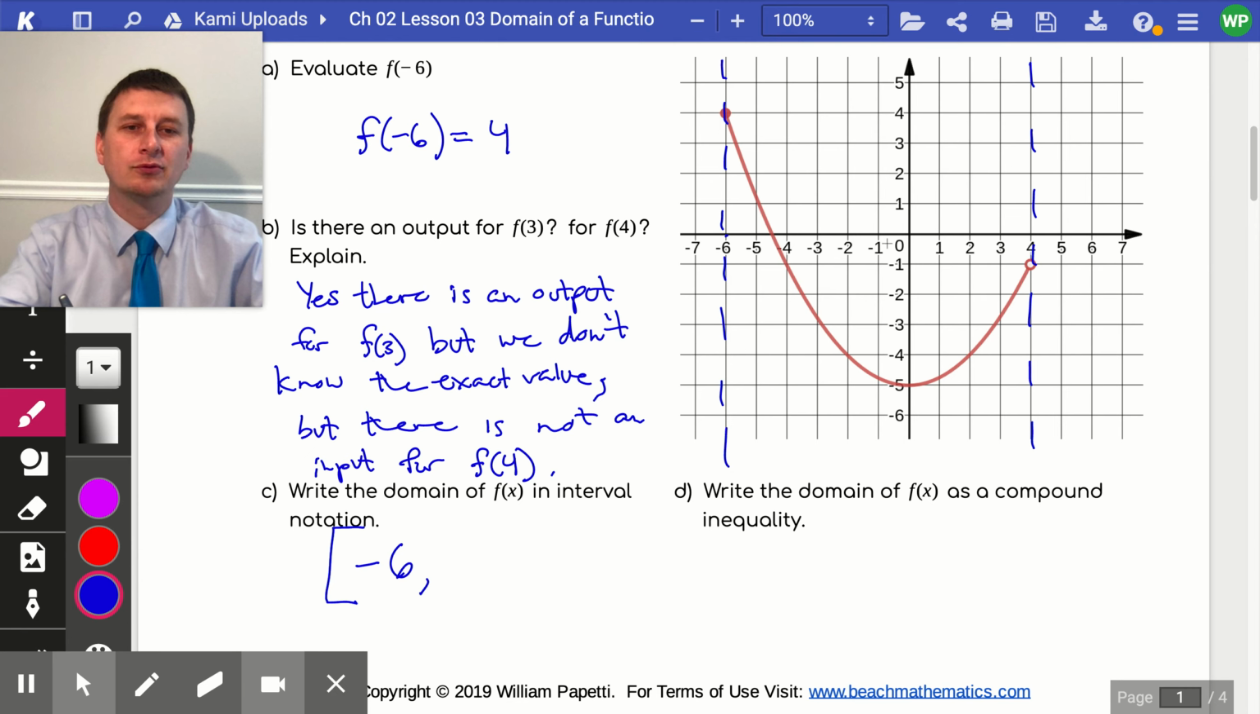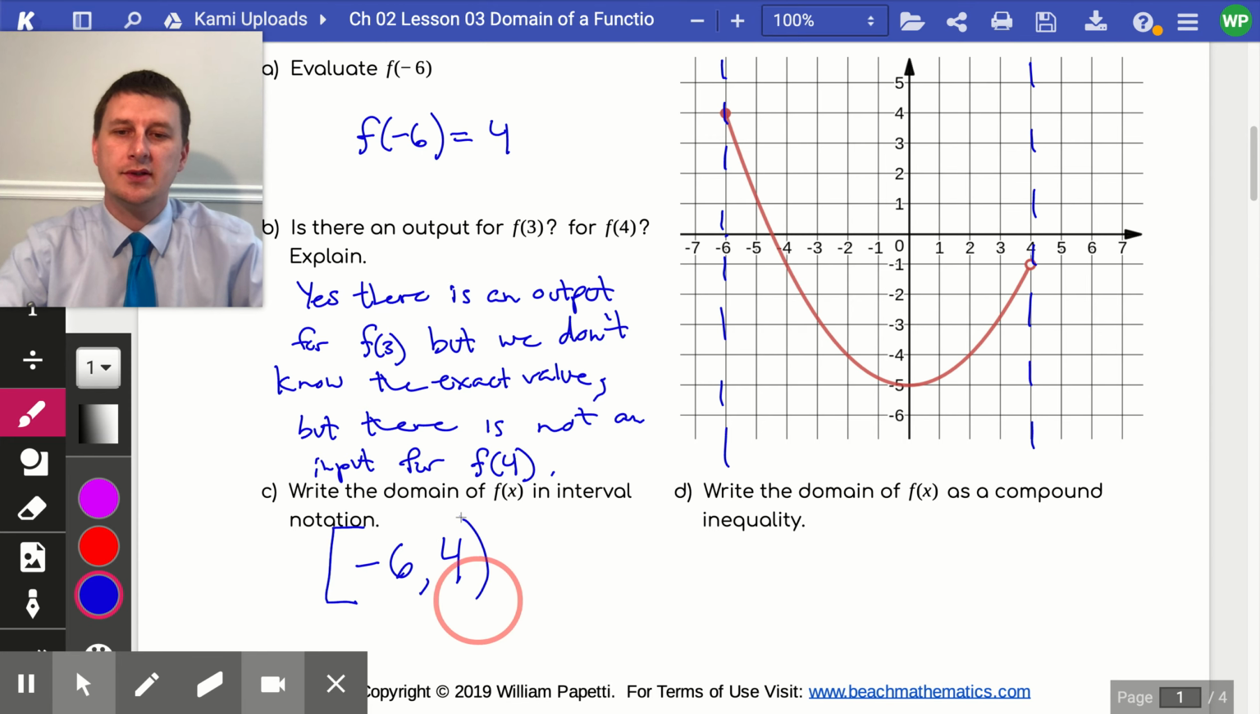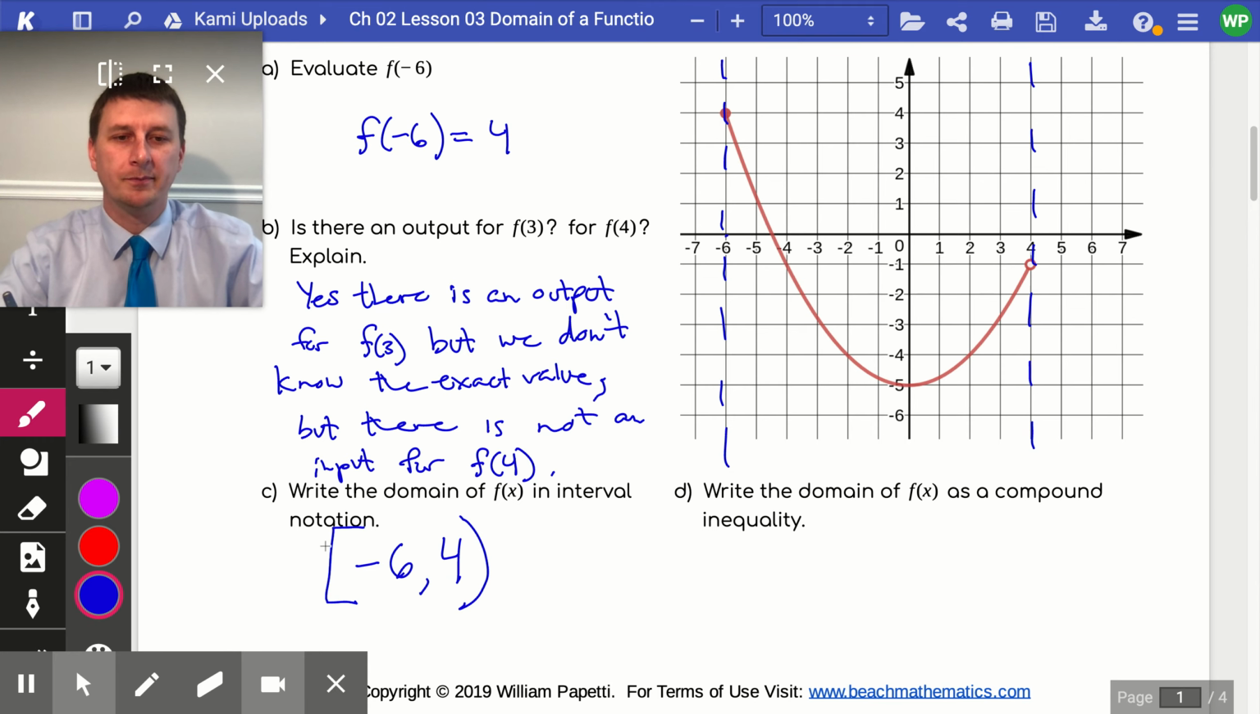Now we look at how far right this goes. What's the greatest x value? And it looks like it goes all the way up to 4. It approaches 4, but it never actually touches 4 because 4 has an open circle. So the way we represent that is we say it goes all the way up to 4, so close to 4, but never touches it. So we put a parenthesis with that 4.